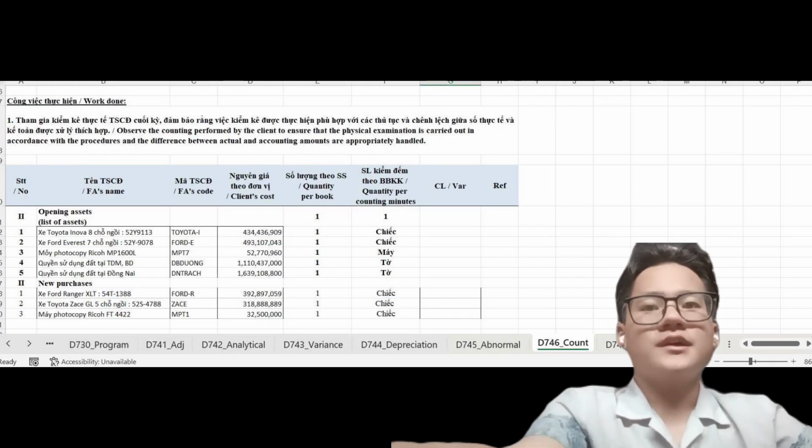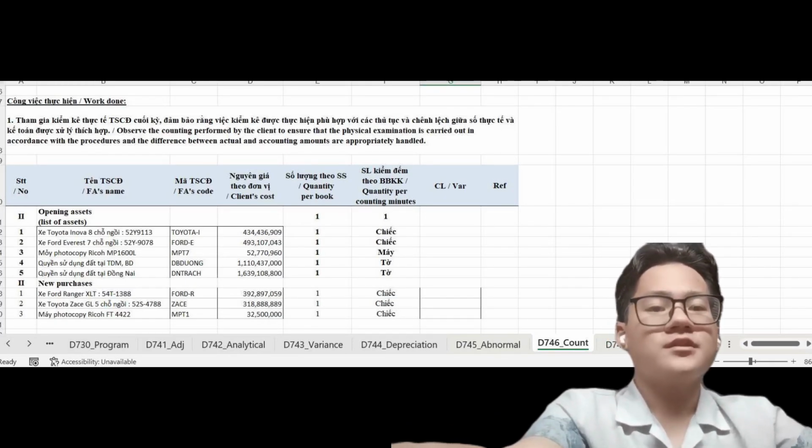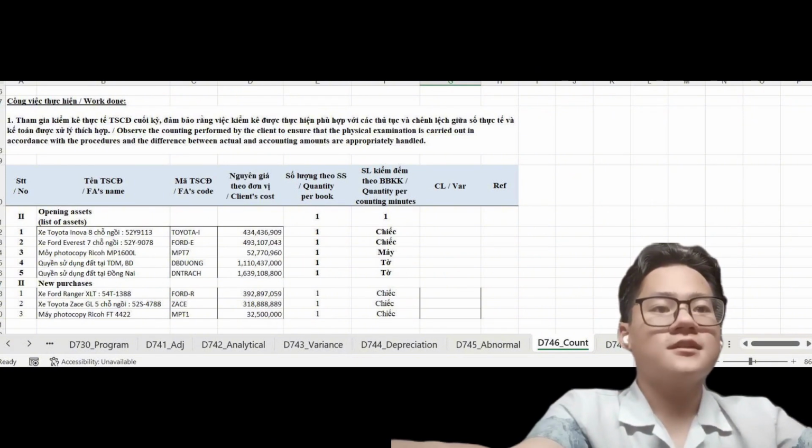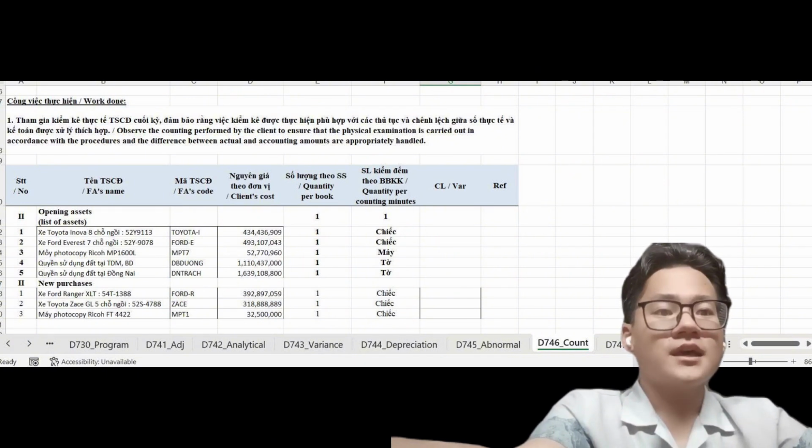Hi teacher, in the final part, I'm excited to share with you two key audit working papers, sheet D746 and sheet D747. These sheets focus on tangible fixed assets and intangible fixed assets, important elements in any company's financial statements. They might seem technical at first, but they are actually really interesting when you see how they work. Have you ever wondered how auditors ensure a company really owns what it says it does? Let me walk you through it step by step.